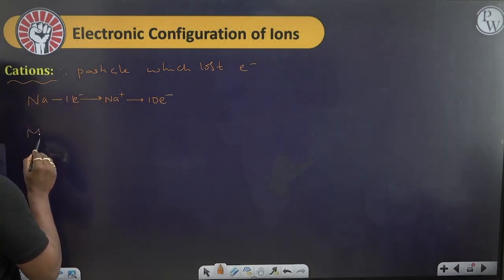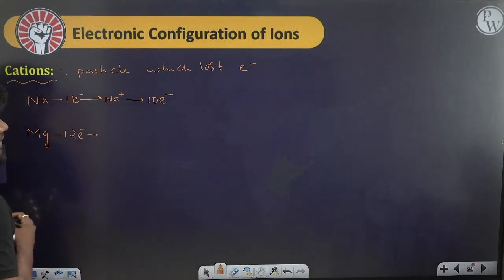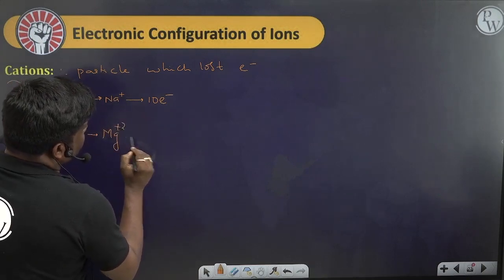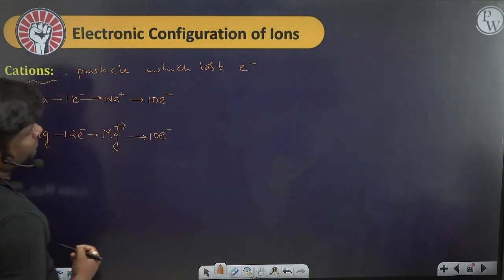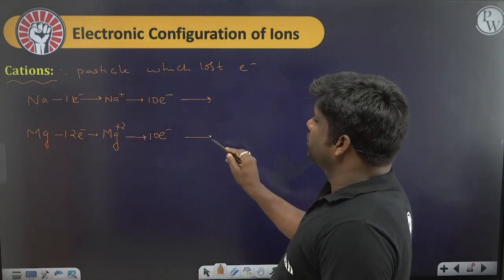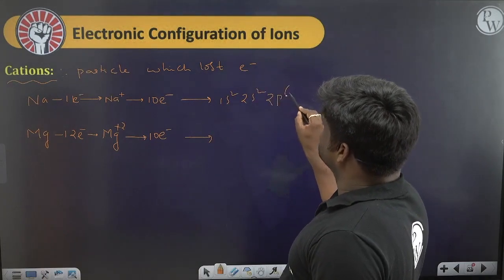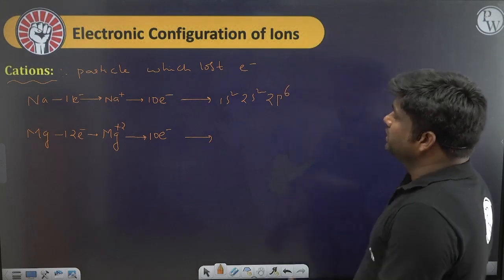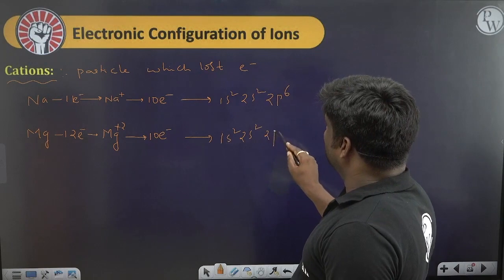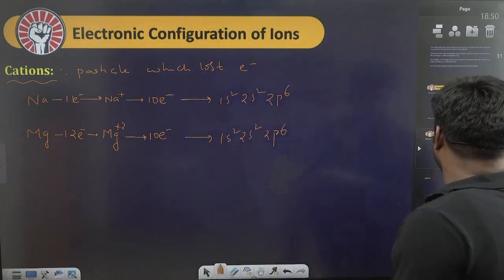For example, magnesium. Magnesium atomic number is 12, number of electrons present is 12 only. If you write Mg plus 2, it lost 2 electrons, so it will become 10 electrons. Okay. So while writing the electronic configuration of these, we'll write the same 1s2, 2s2, 2p6 only, because it has 10 electrons. Here also we'll write 1s2, 2s2, 2p6 only. Okay, this is cations, and next anions.